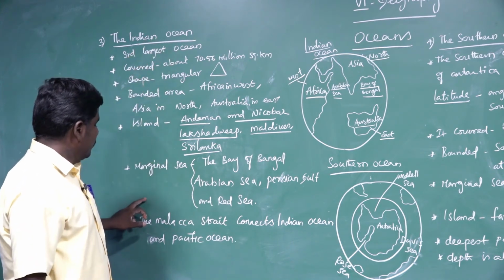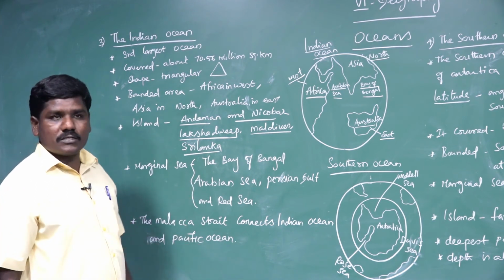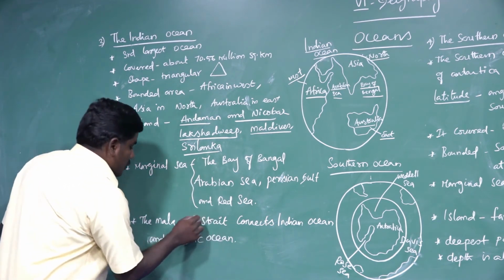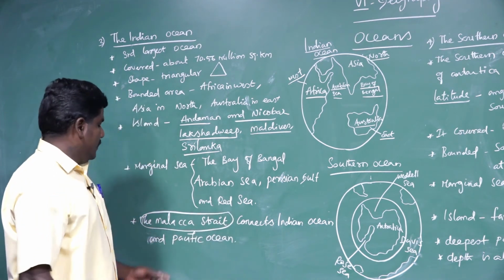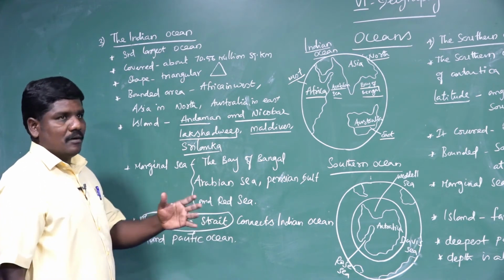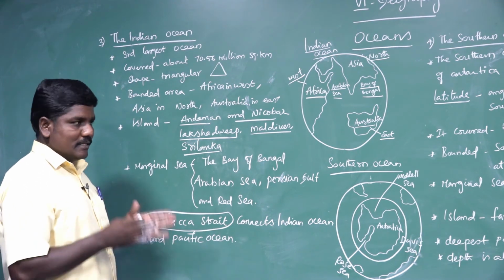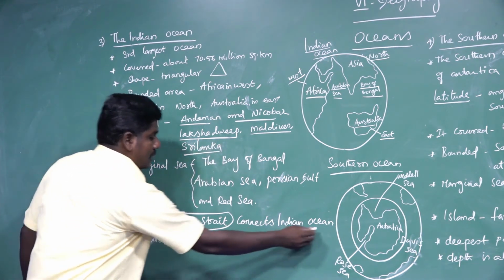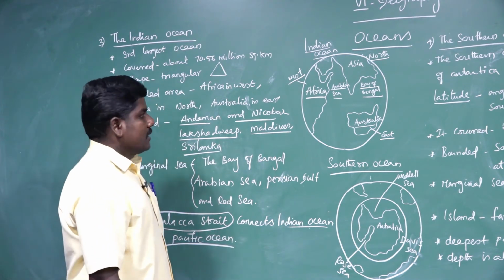And the next one, the Malacca Strait connects the Indian Ocean and the Pacific Ocean. So that is important. Malacca means, for example, a hand stick. So that is a length, and mostly this length connects the Indian Ocean and the Pacific Ocean.